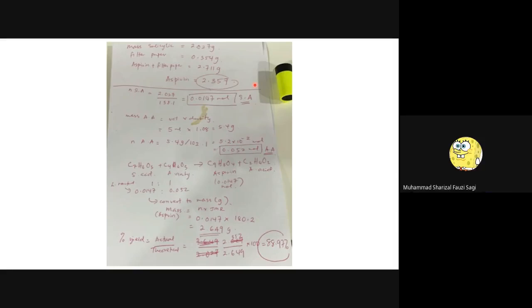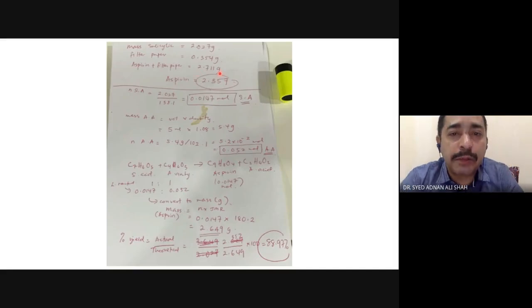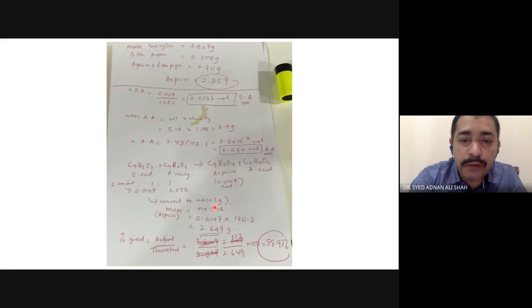Filter paper and the aspirin, right? After the recrystallization, this one is the total mass of the aspirin plus the filter paper. Then you have to subtract the filter paper mass, and then you can get the actual mass of aspirin. So this one you can put here, actual mass of aspirin.